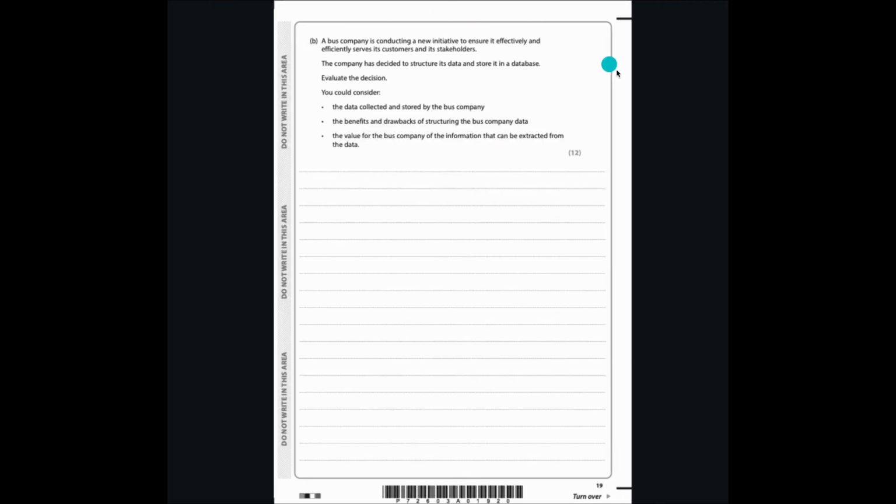Now question number B, which is a 12-mark question. A bus company is conducting a new initiative to ensure it effectively and efficiently serves its customers and its stakeholders. The company has decided to structure its data and store it in a database. Evaluate the decision. You could consider the data collected and stored by the bus company, then the benefits and drawbacks of structuring the bus company data, and the value to the bus company of the information that can be extracted from the data.